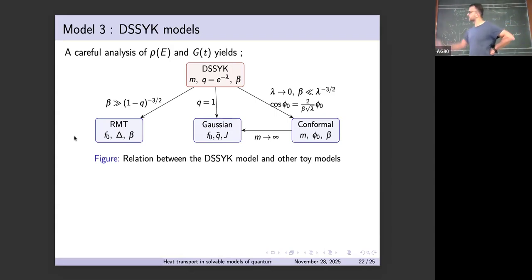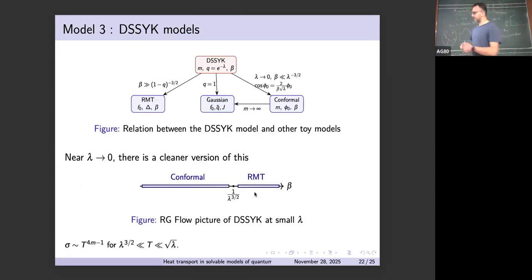So this is the thing. When Q goes to 1, or lambda goes to 0, this picture simplifies, and there's a cleaner version of this formula. At very low temperatures, and there's a scale in the problem, 1 by lambda to the power 3 half, you see RMT-like behavior. If you crank up the temperature, you see conformal-like behavior. I'm just flashing the formula for the conformal regime conductivity, as we had before, just to put it in this context again. So in this regime, you have a power law kind of conductivity.